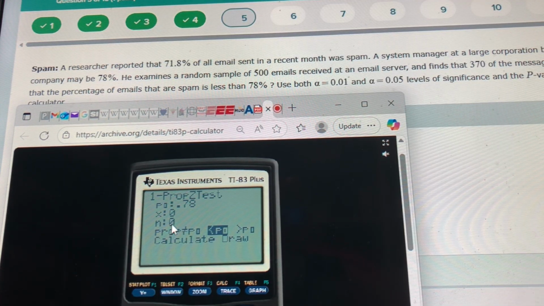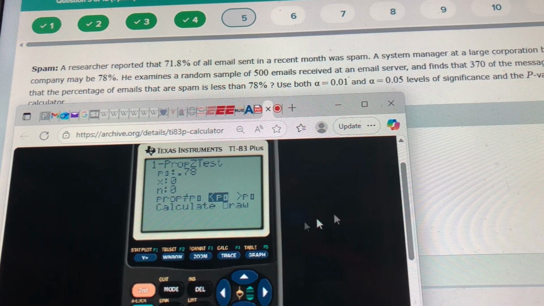And then there's X and N. That's the number of yeses and the sample size. Well, clearly it says here, he examines a random sample of 500 emails. That's clearly N. So go down to N and put 500.